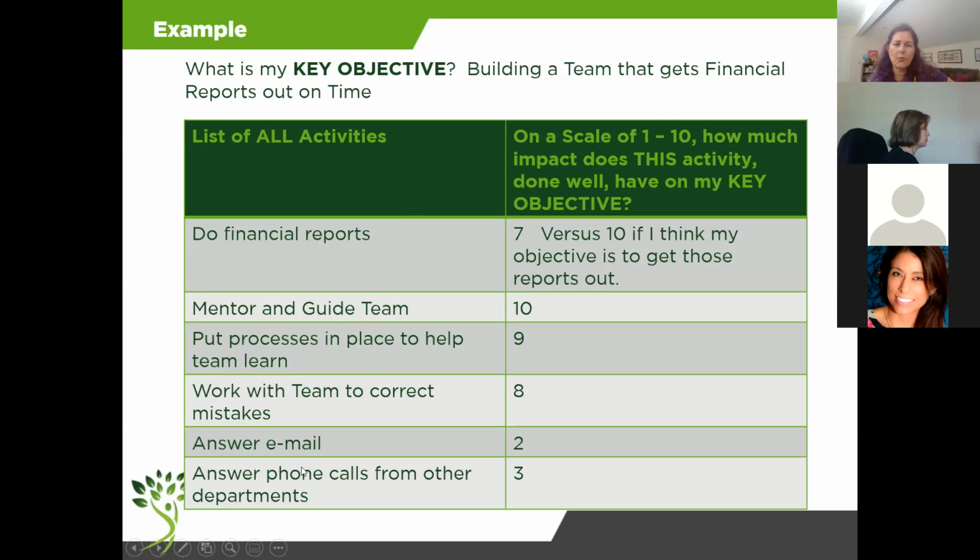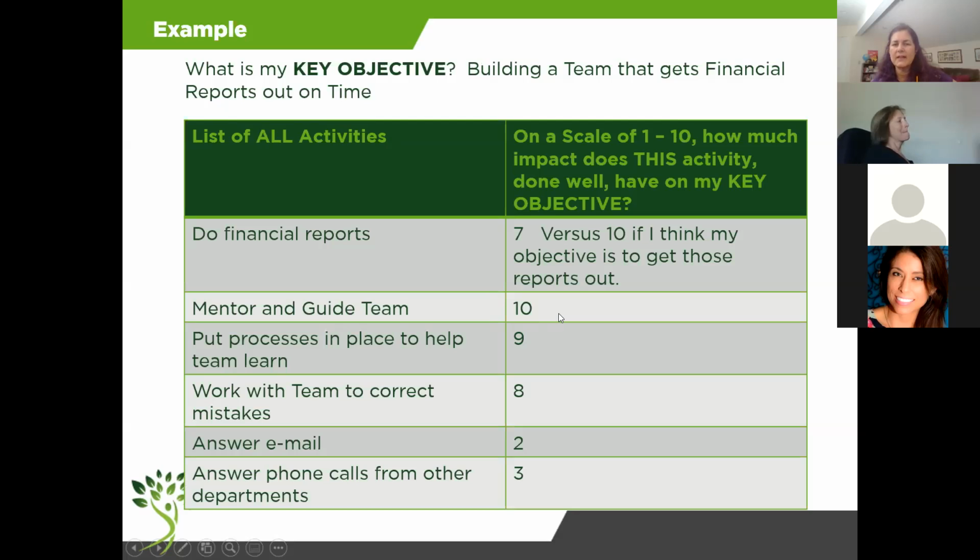And either way, I didn't even have on here an item that said, communicate with other departments, but I have answering phone calls from other departments, right? That's going to go from a 3 to a 9 or a 10 if my communication with other departments is my key objective. Doing financial reports is going to be a 10 if getting the financial reports out on time is the primary objective.